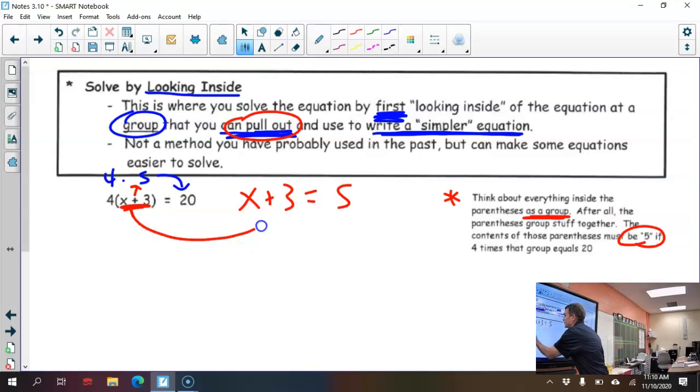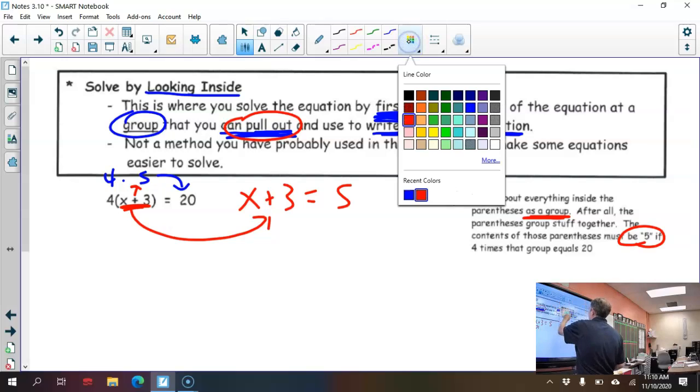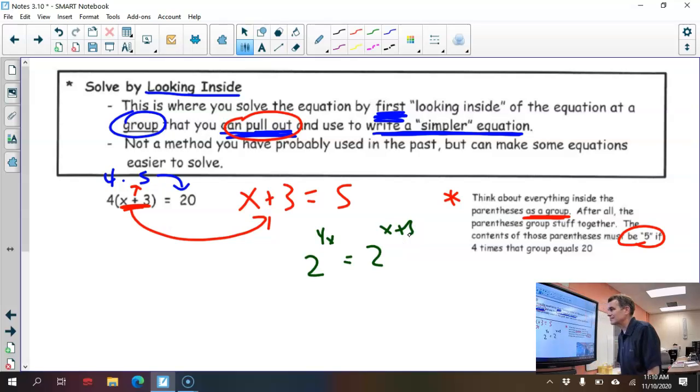So I pulled out this group and set it equal to 5. You know, another example is what we've been doing. This maybe is a better example of this. If you had 2 to the 4x, and that equaled 2 to the x plus 3, right?